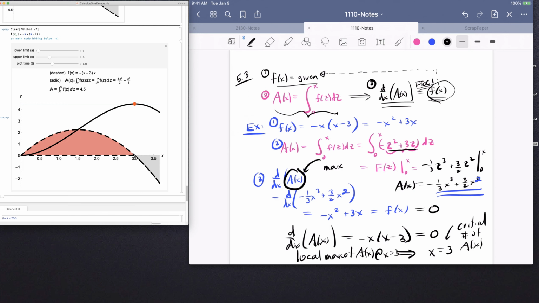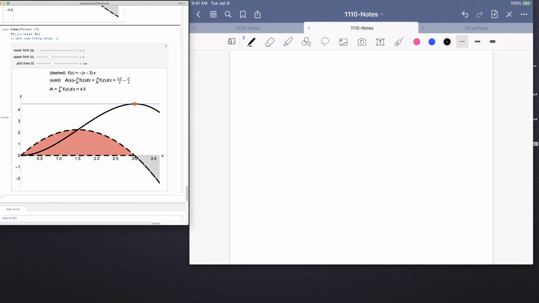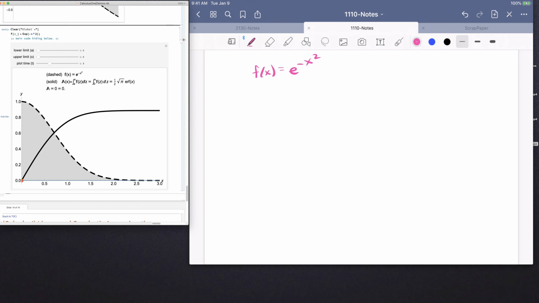I want to point out that there are other functions, like this one, for example, f of x equal to e to the negative x squared. Here is also a function that we could try to look at the area function of. If you look at this function as the dotted line here, when we look at the area function, that would be the definite integral from 0 to x of e to the negative z squared dz.